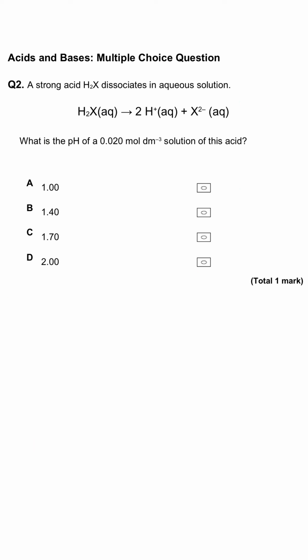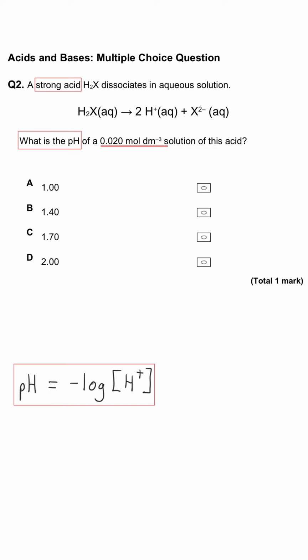A strong acid, H2X, dissociates in aqueous solution, and we've been shown the equation for this dissociation here. What is the pH of a 0.020 mole per decimeter cubed solution of this acid? Well, first of all, we need to recognise that the pH equation says that pH is equal to negative log of the hydrogen ion concentration, and so that's going to be the final thing that we do. We just need to quickly check what information we've been given. We've been given the concentration of the acid, in other words, H2X.